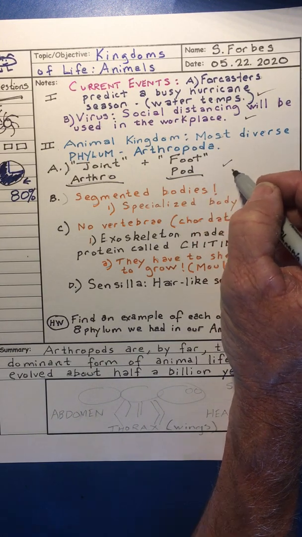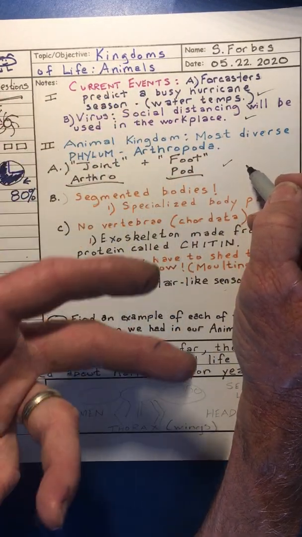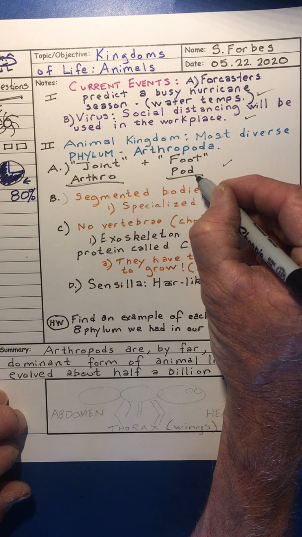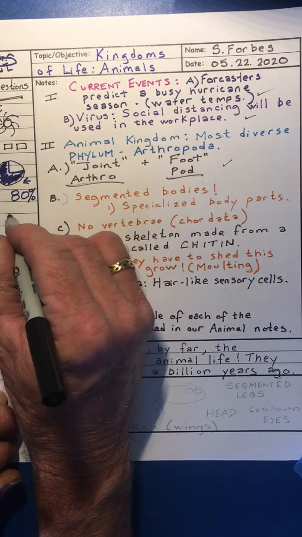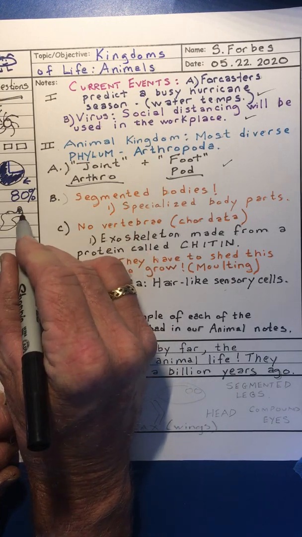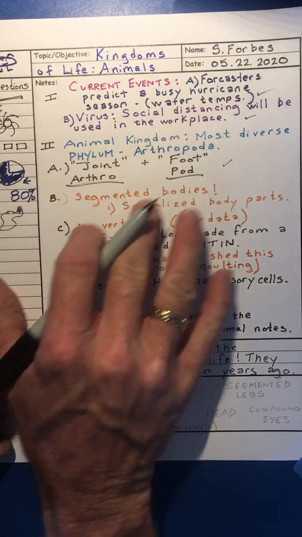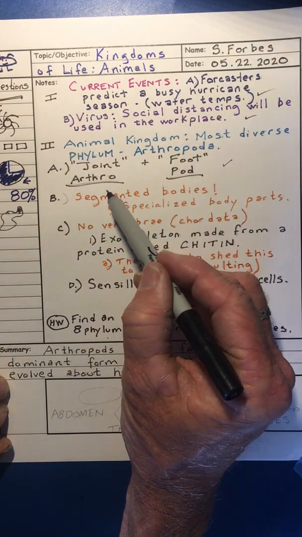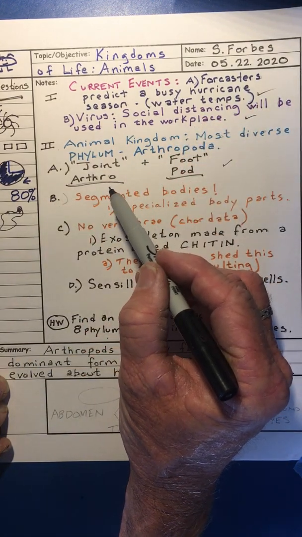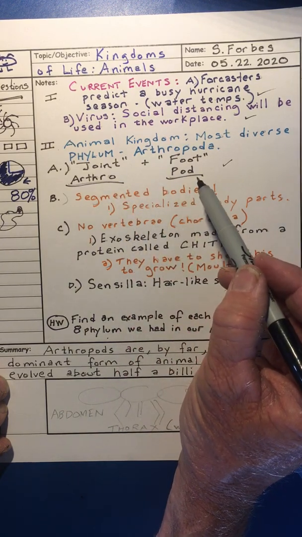Think about a tripod. If you set up a tripod for a camera, you've got 3 legs. Tripod, 3 legs. A pod means foot. You saw with amoebas, for example, an amoeba will move along and it's got a pseudopod, which means fake foot. That's how they move themselves along. An arthropod comes from 2 words that mean jointed foot. And that is one of their defining characteristics.